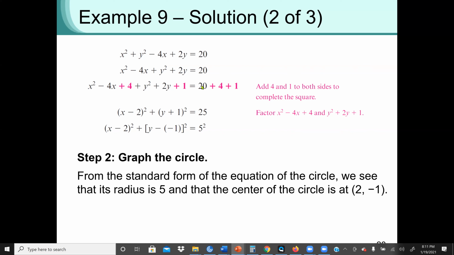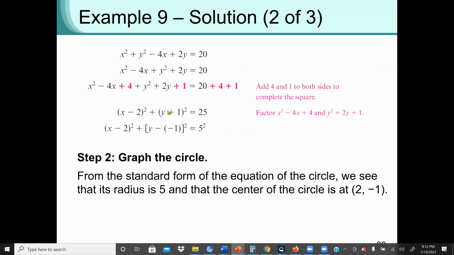We are going to do the same thing to the right side of the equation to balance it. So now we are ready. x squared minus 4x plus 4 is a perfect square, the same as x minus 2 all squared, because x minus 2 all squared is x squared minus 2 times 2x plus 2 squared. Then this gave me a perfect square of y, so it will be y plus 1 all squared, which gives y squared plus 2y plus 1, equal to 25.